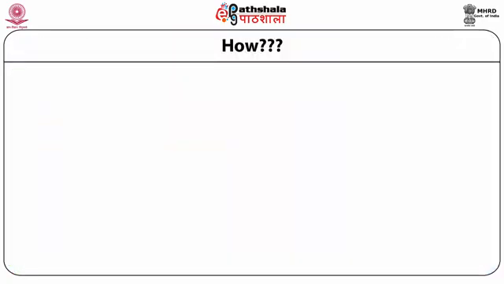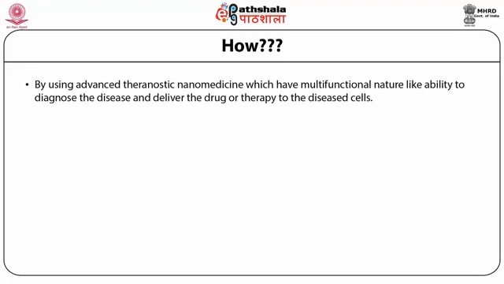Now the next question is how we can achieve the theranostic application with nanomaterials. We could achieve this by using advanced theranostic nanomedicines which have a multifunctional nature, like the ability to diagnose the disease and deliver the drug or therapy to the diseased cells. As we have learned in module 15, quantum dots have this ability. They have an intrinsic ability for imaging or diagnosis, and they can also be modified for the delivery of the drug or therapeutic agent to the diseased cells.